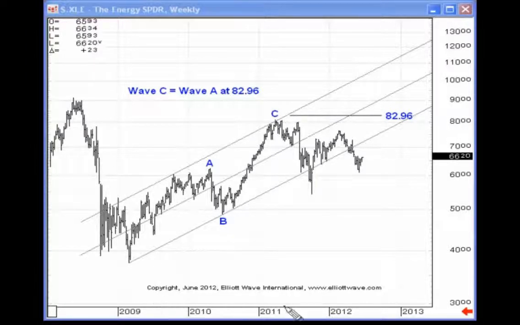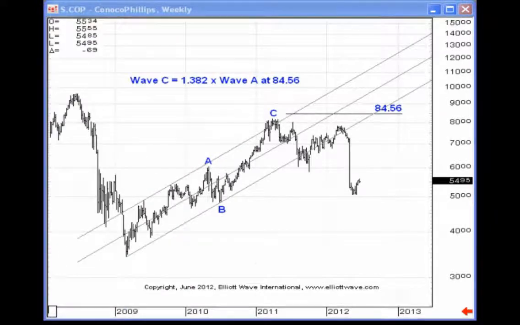Essentially 1, 2, almost 3 years, where the prior move to the downside unfolded in a matter of months, where we went from 90 to below 40 in a matter of months, whereas on the opposite side it took us a number of years to only partially retrace the move. This is a slow-moving price structure. It is contained within parallel lines, and right here at 82.96, that's where wave C equals the distance traveled in wave A.